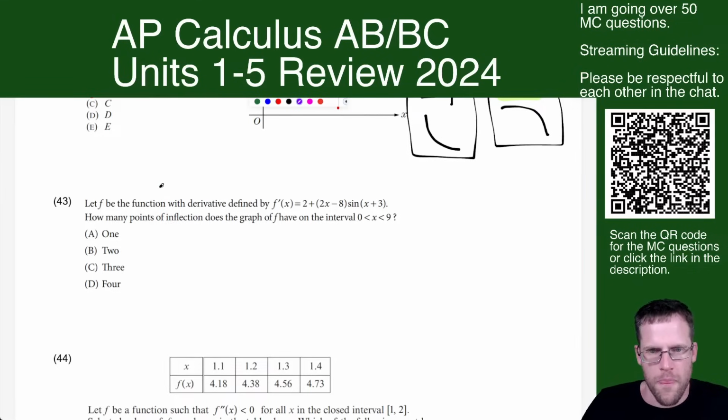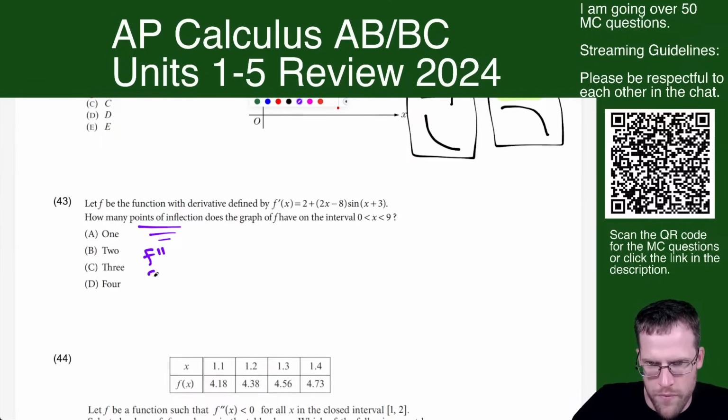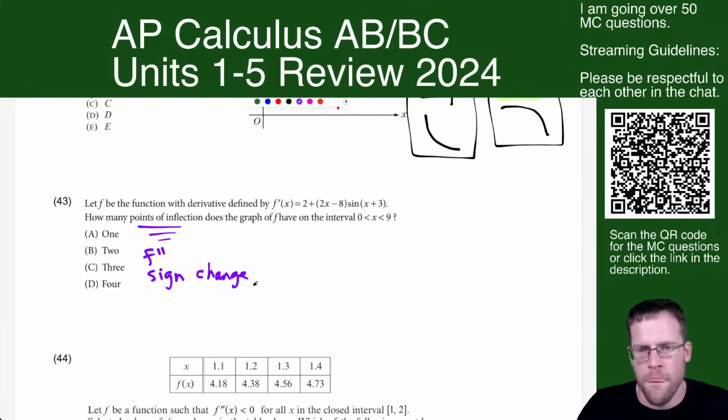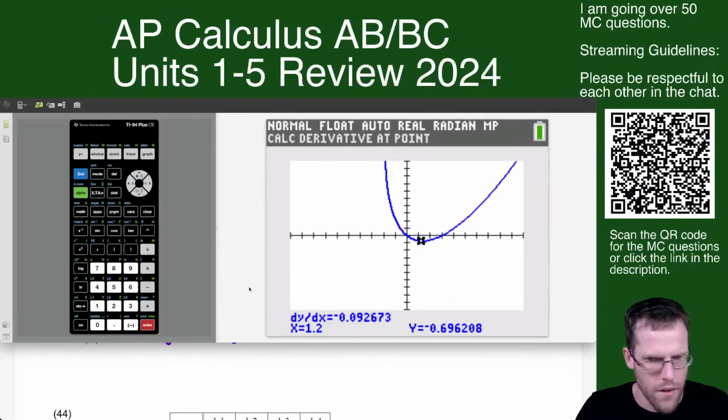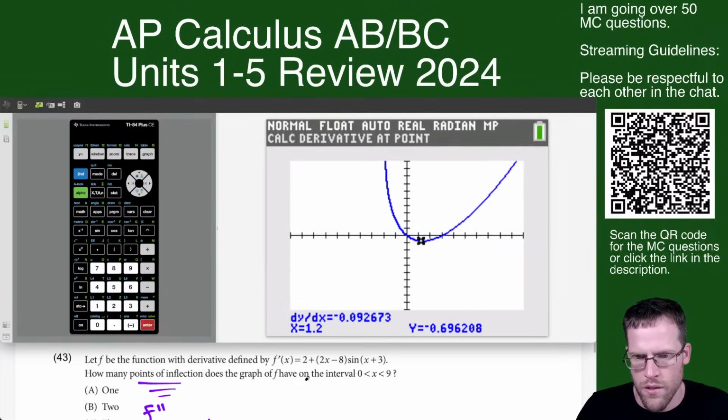All right, so let's see. We've got f is the function with derivative defined by this. How many points of inflection does the graph of f have on the interval 0, 9? Okay, so that's an f double prime sign change. That's what we're looking for. Ready for some calculator magic? So here we go. I'm going to bring up the calculator here. So let's take a look.